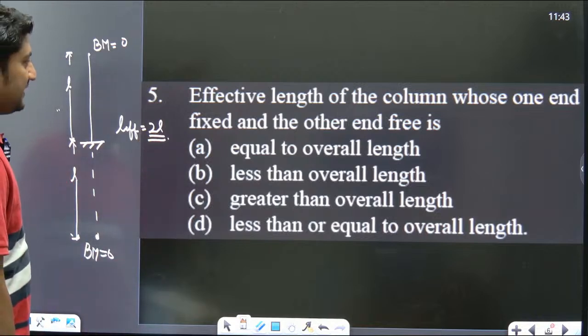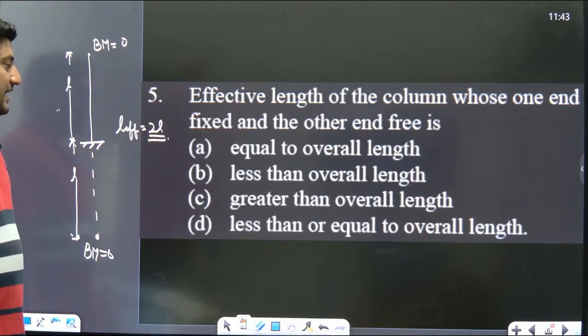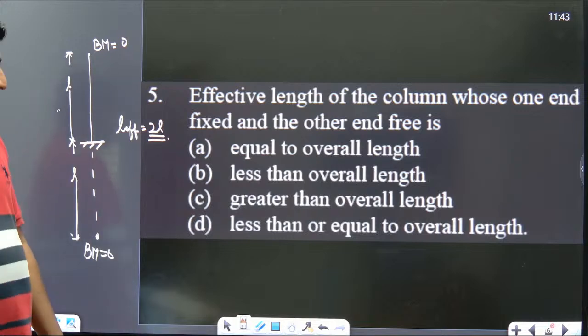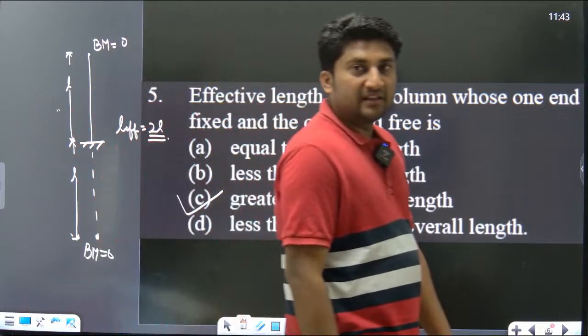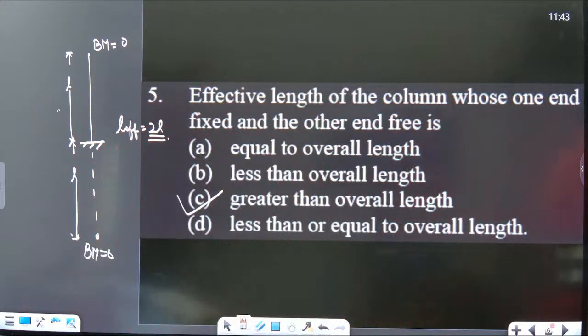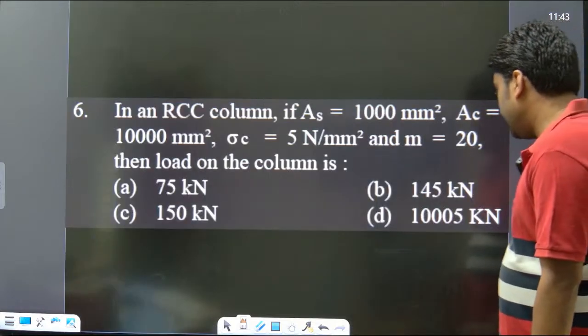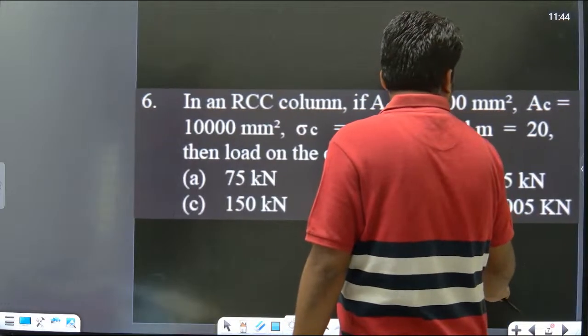Whose one end is fixed and the other end is free is equal to overall length, less than overall length, greater than overall length. Yes, very good. So the correct answer will be greater than overall length. Option C is the correct answer. Understood everyone? Now moving ahead with the next question. Answer this.